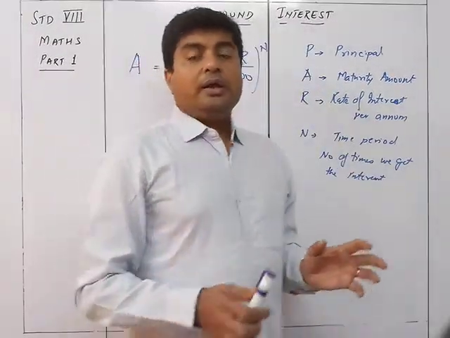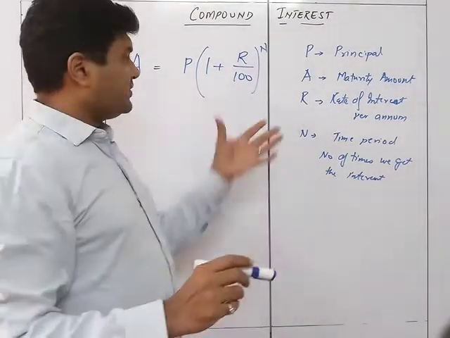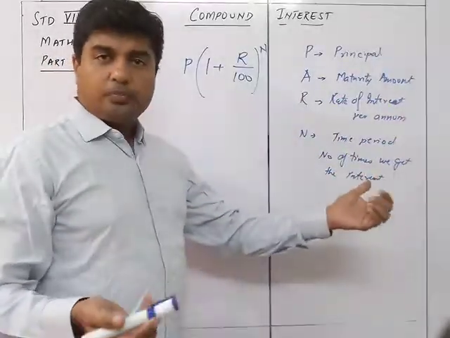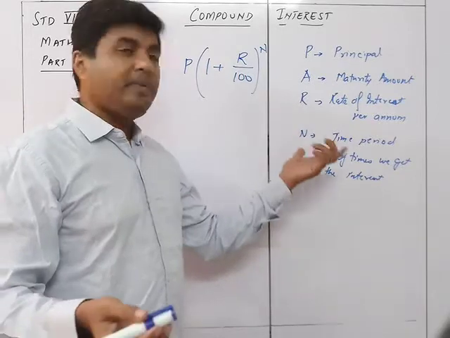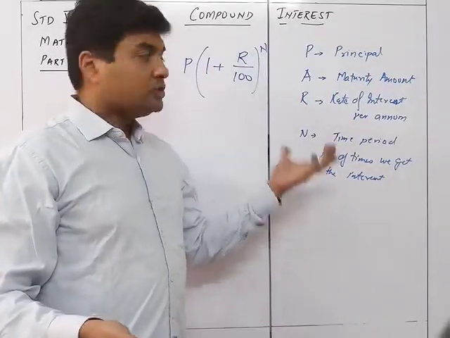Now if this value is per year, then it's very simple: N will be equal to the number of years. If it is 3 years, N will be equal to 3. If it is 2 years, then N will be equal to 2. So it's a simple thing.